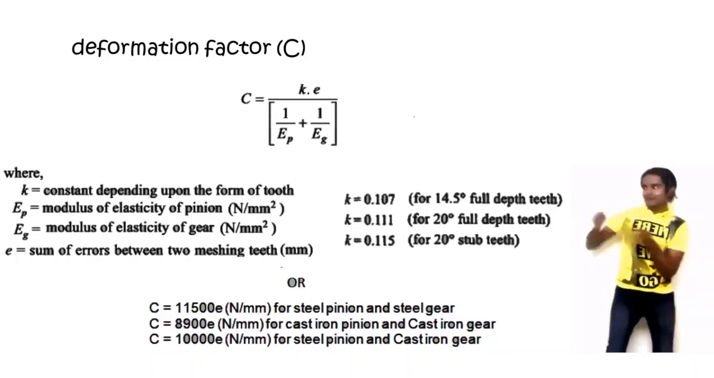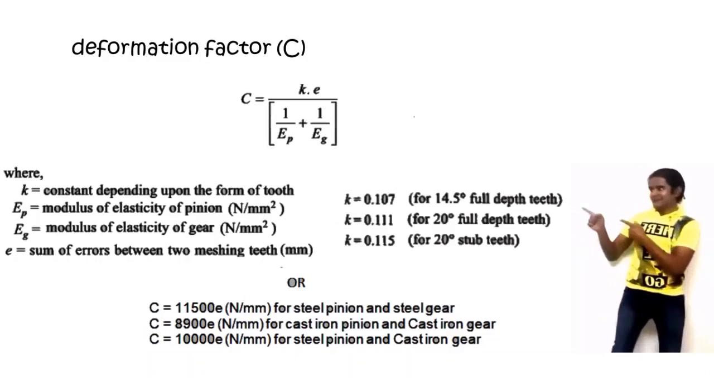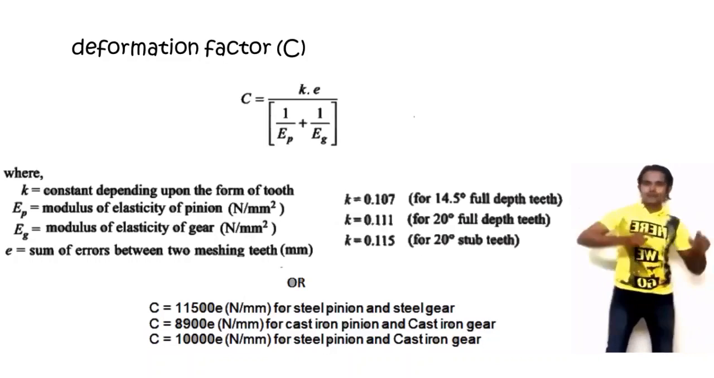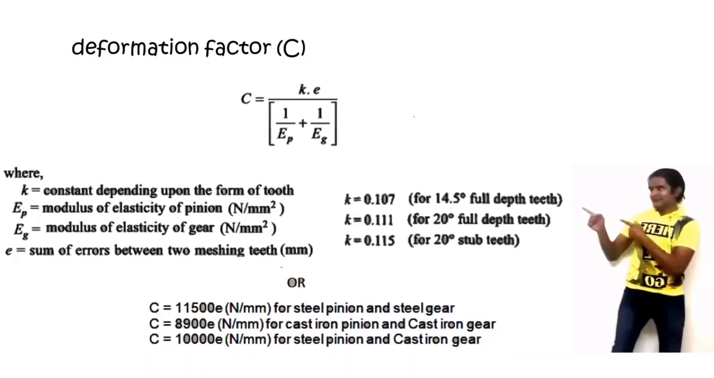So either you can use this formula of C is KE upon 1 plus EP plus 1 upon EG, but what if EP and EG values are not given in numerical? Then at the bottom of the video slide, you can see C is 11500 into E. Error you already have found out before the deformation factor. So you have to just multiply it with the error and you can find out C.